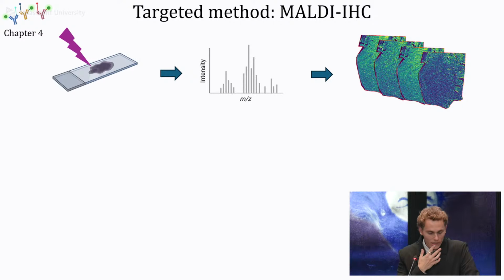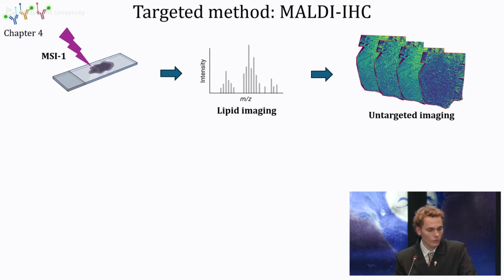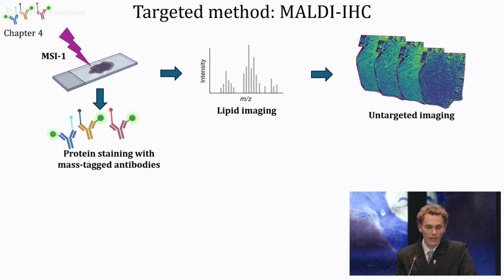Now, for the next part of the presentation, I will introduce a targeted imaging method called MALDI-IHC, or immunohistochemistry. And it's based on the principle of MSI. So you have here your standard MSI, where you do, for example, lipid imaging, and then you get all your untargeted images out of all the lipids that you detect in your sample. Now, if you want to make this into a targeted approach, you can use antibodies.